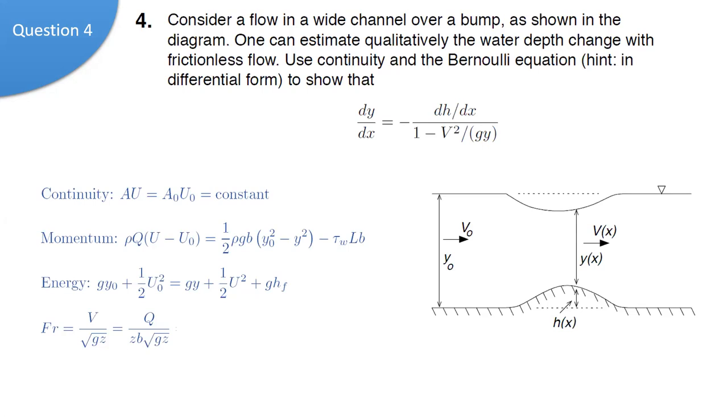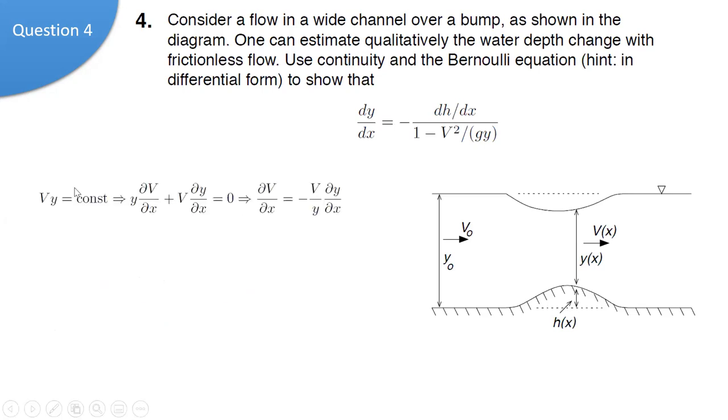Thank you for choosing the right answer, especially the energy question. So now we are going to solve this. The first part asks us to use continuity and Bernoulli equation. Continuity equation is another name for the conservation of mass equation. And the Bernoulli equation can be derived from the energy equation. So we are going to use conservation of mass, continuity, and it asks us to use the differential form.